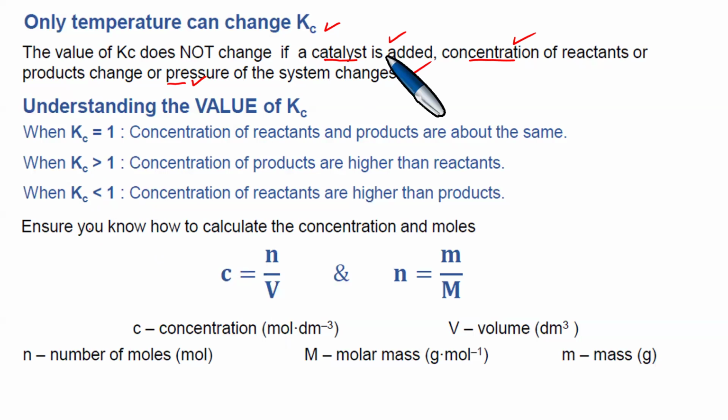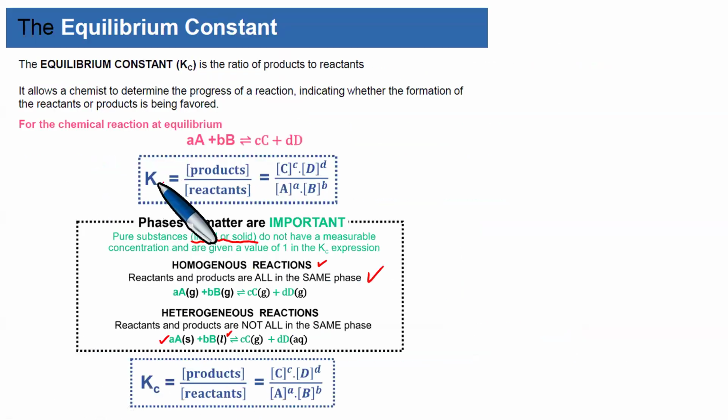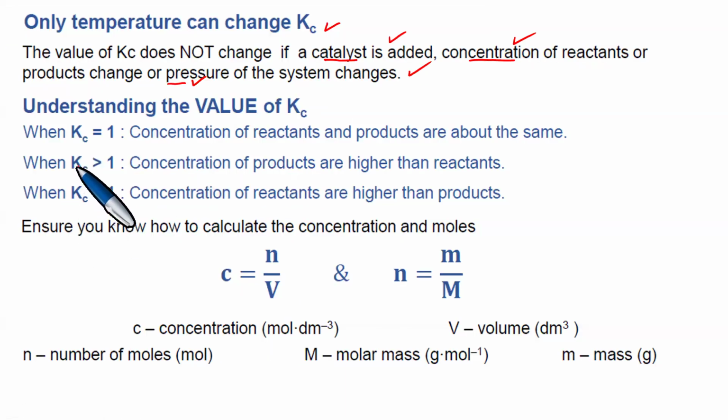Right, we continue. When Kc is 1, it means that the concentration of the reactants and products are about the same. That is why it's 1. Because obviously we know that the Kc itself is the ratio of products to reactants. So if the concentration of the product and reactants are equal to each other, then it's like saying a number divided by itself, like 2 divided by 2, it would just be 1. Okay, when is the Kc greater than 1?